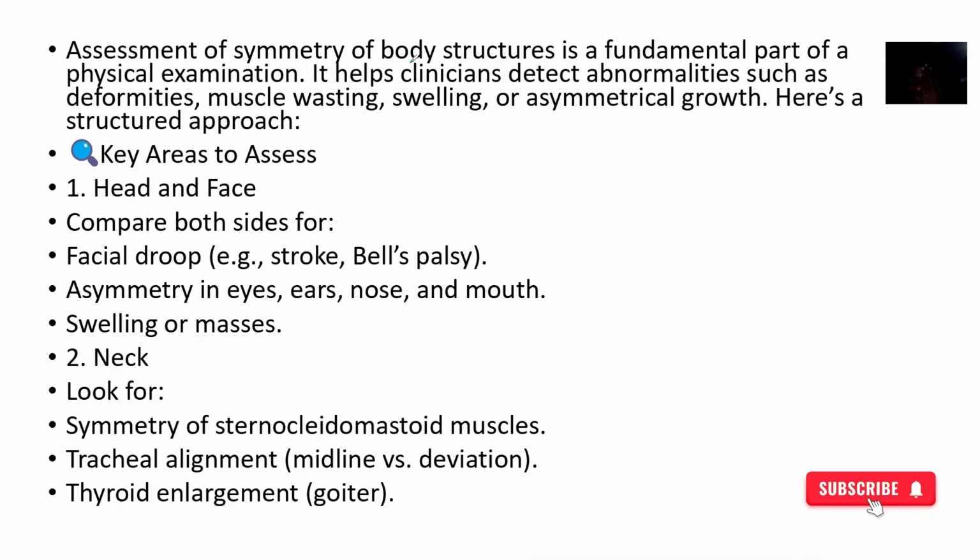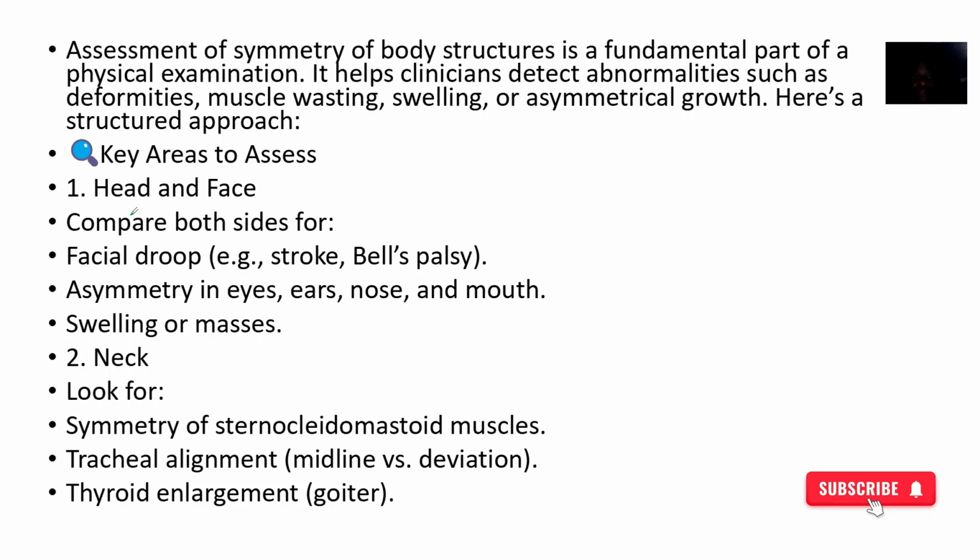So let's look at it. It's a fundamental part of physical examination, and it helps clinicians to detect abnormalities. Let's see if an abnormality is occurring on the left only and leaving the right, or on the right and leaving the left, or on both sides. So it can help you assess for things like: is there a deformity, is there muscle wasting, is there swelling, is there asymmetrical growth?